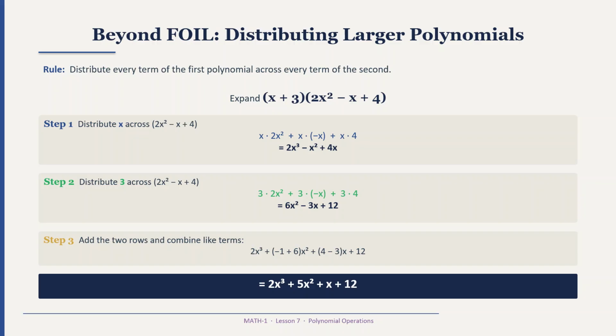Step 3. Combine like terms. The x squared terms, negative 1 plus 6 gives 5x squared. The x terms, 4 minus 3 gives 1x. The final answer is 2x cubed plus 5x squared plus x plus 12. This same strategy works for any polynomial multiplication, no matter the size.